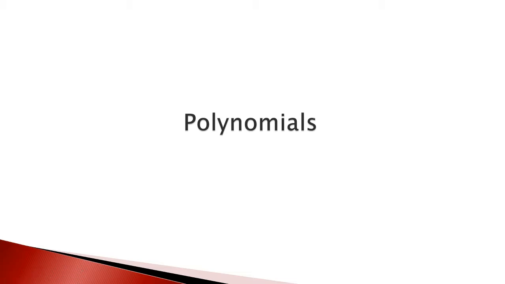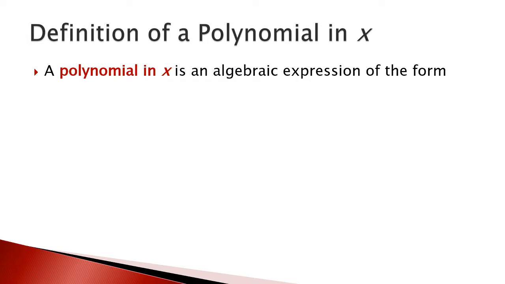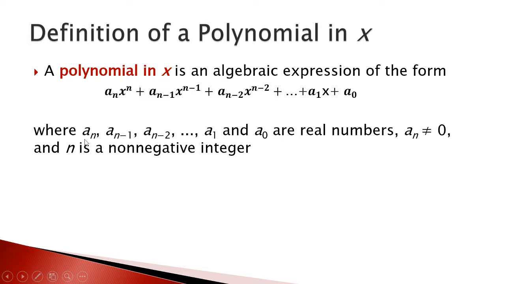Everyone, today we are going to learn about polynomials. Now let's see what the definition of a polynomial in x is. A polynomial in x is an algebraic expression of the form a_n times x to the power n plus a_(n-1) times x to the power n minus 1, likewise up to a_1 x plus a_0, where a_(n-1), a_(n-2), up to a_1 and a_0 are real numbers.